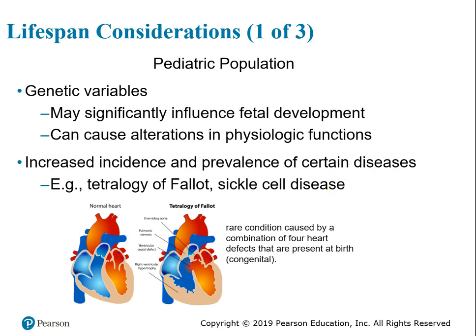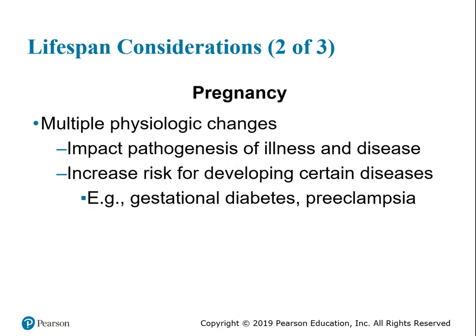You can think about, if you see that increased prevalence or incidence, what might be the reason, right? Other things to consider: pregnancy, right? There are lots of physiological changes that happen during pregnancy. There are certain conditions that really only happen during pregnancy, right? Like gestational diabetes, preeclampsia, okay?